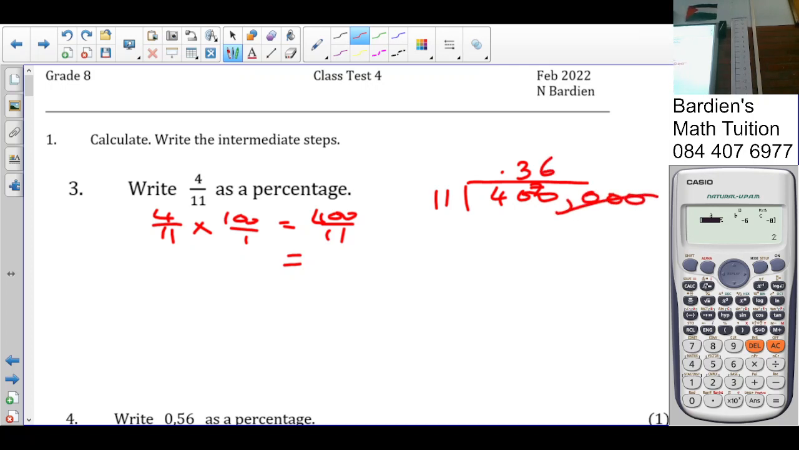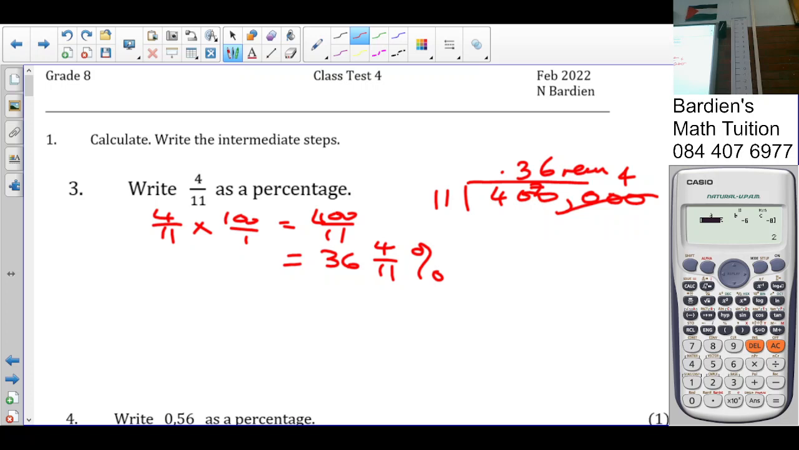Or I can write it in fraction form rather than write it in decimal. So 66 is 6 times, remainder 4, which would have been the 4 carry. So it's going to give you 36 and 4 over 11%. I think that's wrong. Is that right? Yeah, it's right. 36 and 4 over 11, or you could have written it as a decimal.